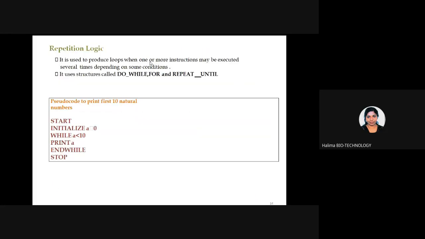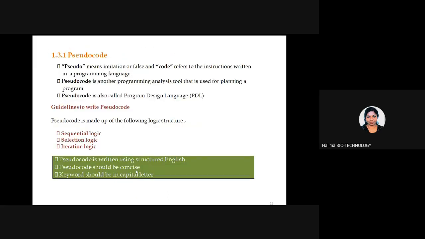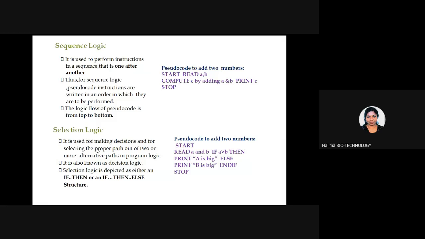So you can express the algorithm in three ways: pseudocode, flowchart, and the next one is programming language. So next what you are going to see is programming language. Okay, so pseudocode also has three types: sequential, selection, and iteration. Only thing is your pseudocode will look like English language, and there are no technical symbols used in pseudocode.